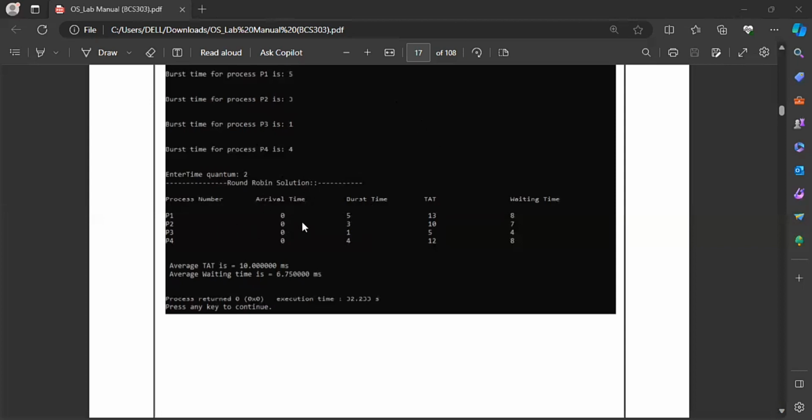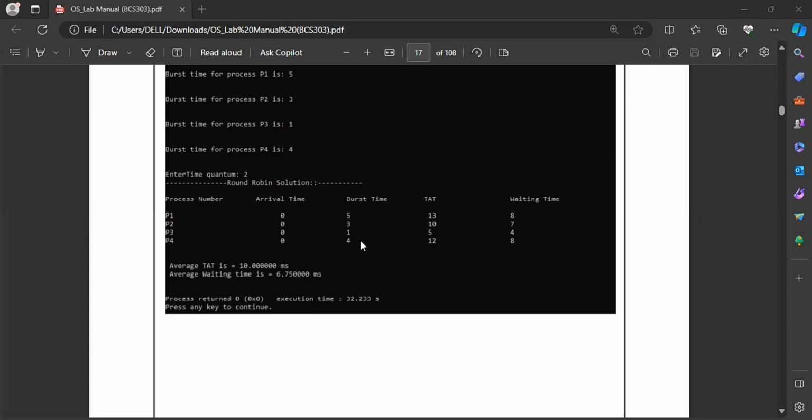Okay, now the P2 process will be allocated. Already 2 units of execution are done. Now the remaining part of P2 needs only 1 unit to complete its execution. P3 has already executed. P4 has already completed 2 units of work, and still 2 units of execution are pending. Now P4 completes its execution.